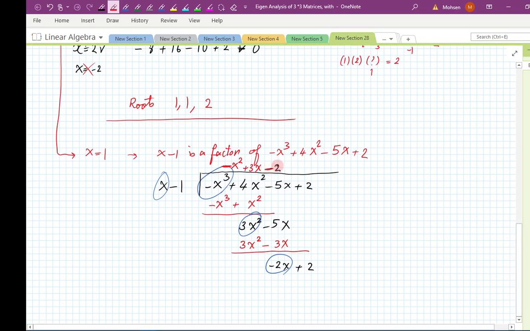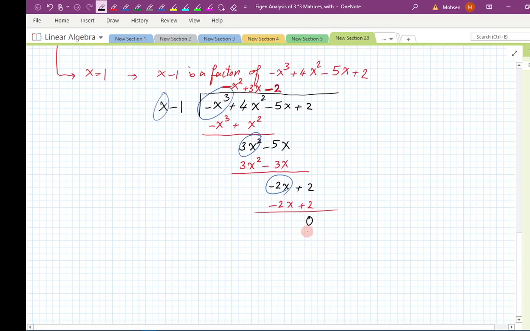So minus 2. When you multiply, you better get a remainder of 0. Otherwise, you are mistaken into thinking that this is a factor, or you have made some other mistake somewhere else. So if everything worked out, the remainder will be 0. That always has to be the remainder, 0. Otherwise, you better stop and double check everything.